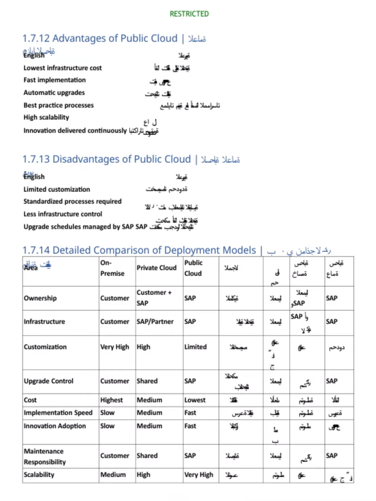Let's break down the differences between deployment options for SAP solutions: on-premise, private cloud, and public cloud. Each has its own balance of control, cost, and flexibility. On-premise gives you full ownership and customization, but comes with higher costs and slower upgrades. Private cloud shares responsibility and speeds things up, while public cloud offers the fastest innovation and scalability, with the lowest cost, though customization is limited. Understanding these trade-offs helps us choose the right fit for our needs.